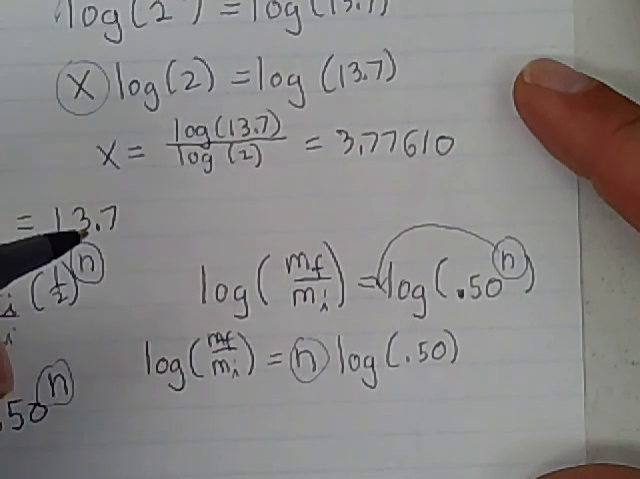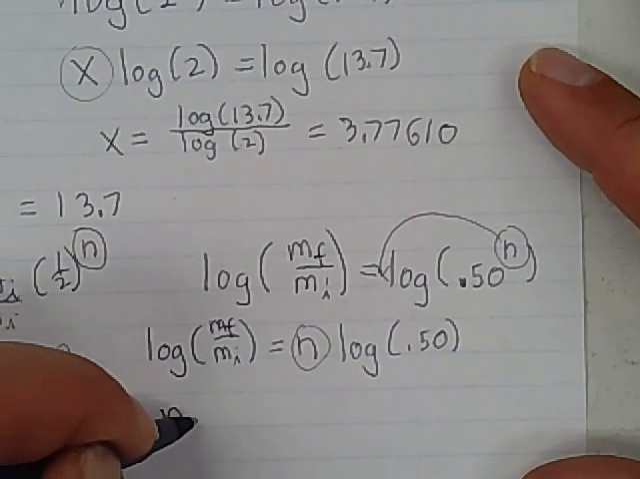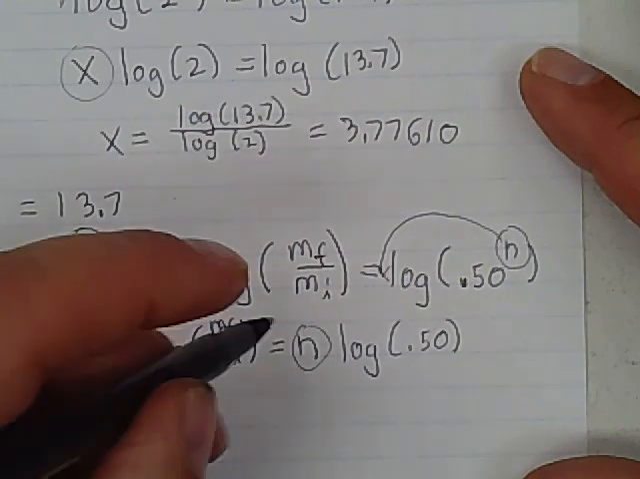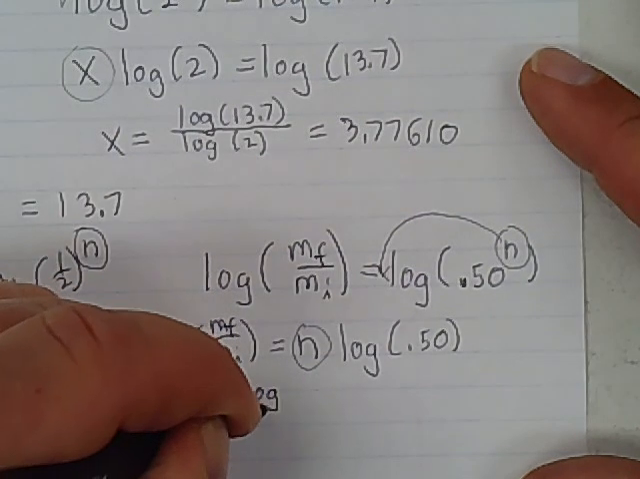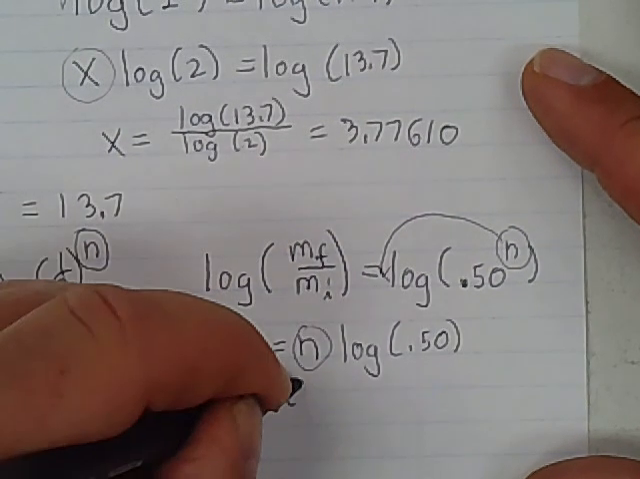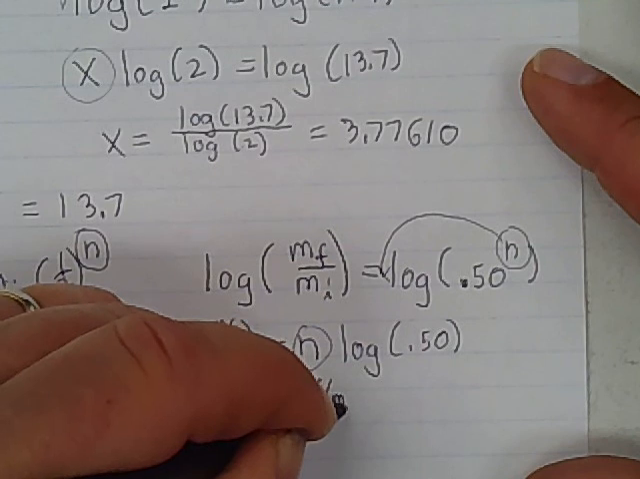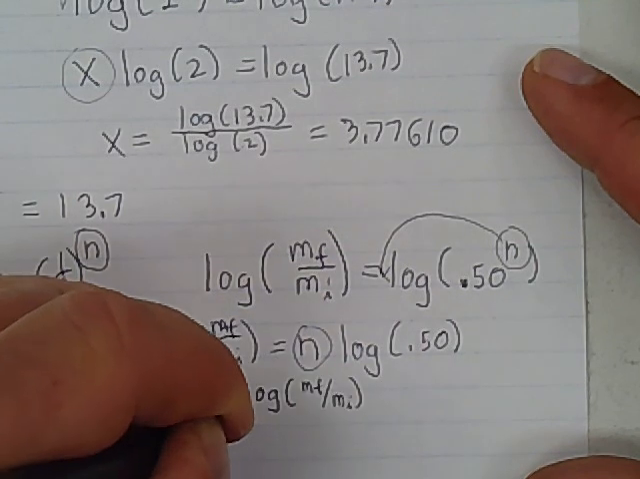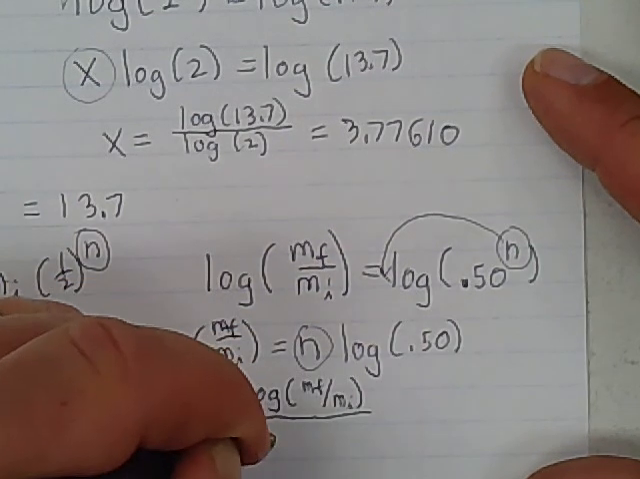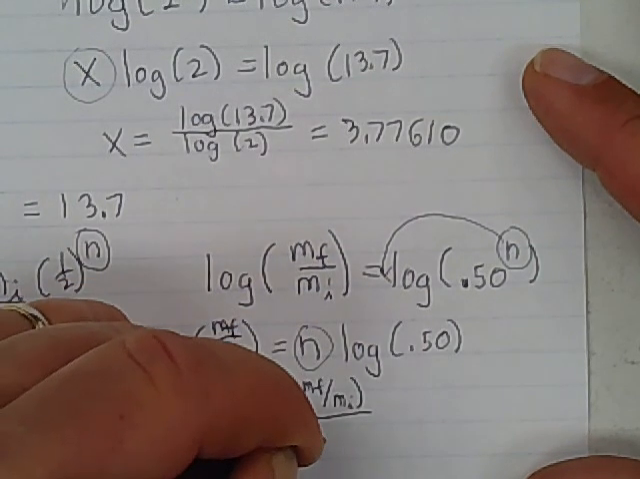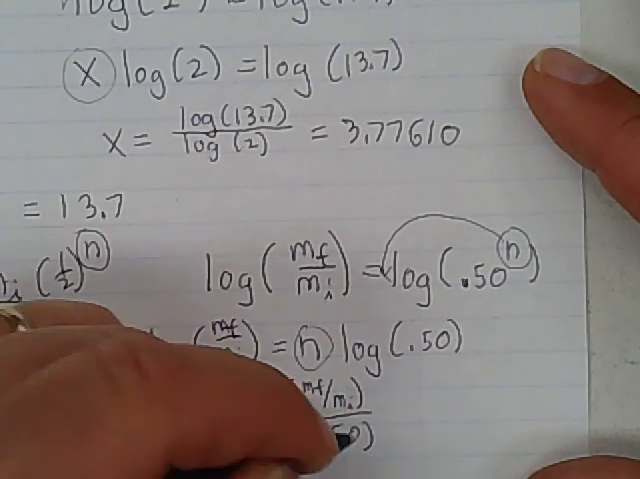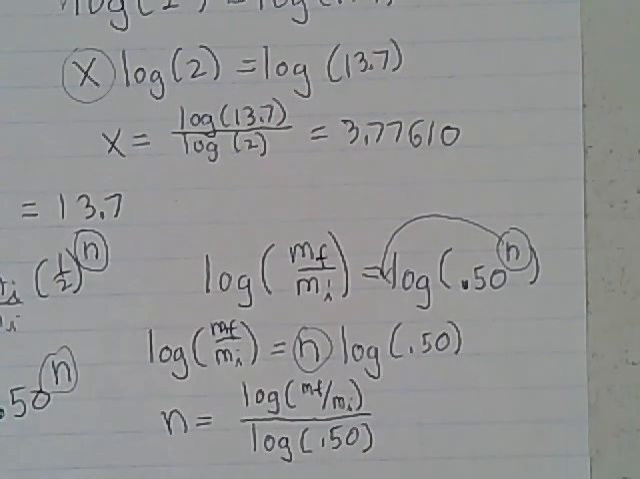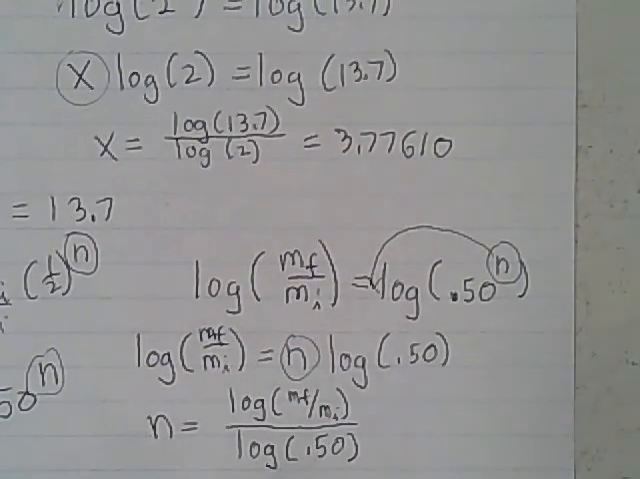Solve for n. N is the log of this ratio, final mass divided by initial mass, divided by the log of 0.5. Ta-da! Let's practice this equation.